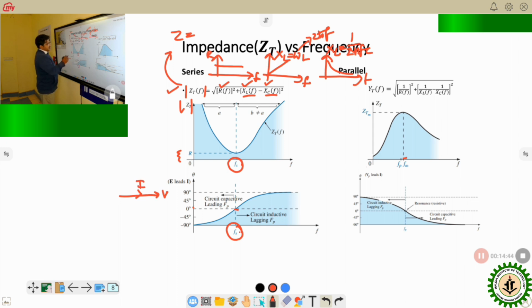But when XL is greater than XC, that means it is more inductive. In that case, the angle will be getting increased with the frequency, and that means it is getting more and more inductive with the frequency change. And as this frequency reduces, then XC becomes greater than XL, and so on this side it is realizing as more and more capacitive in nature. That is opposite for this parallel circuit that has been plotted over here.